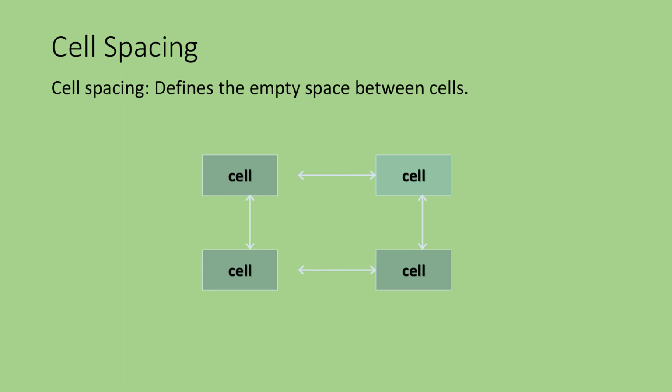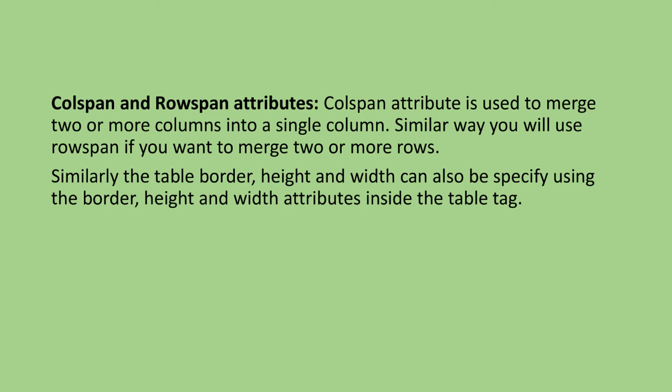Colspan and rowspan attribute. Colspan attribute is used to merge two or more columns into a single column. Similarly, you can use rowspan if you want to merge two or more rows. Similarly, the table border, height and width can also be specified using the border, height and width attributes inside the table tag.